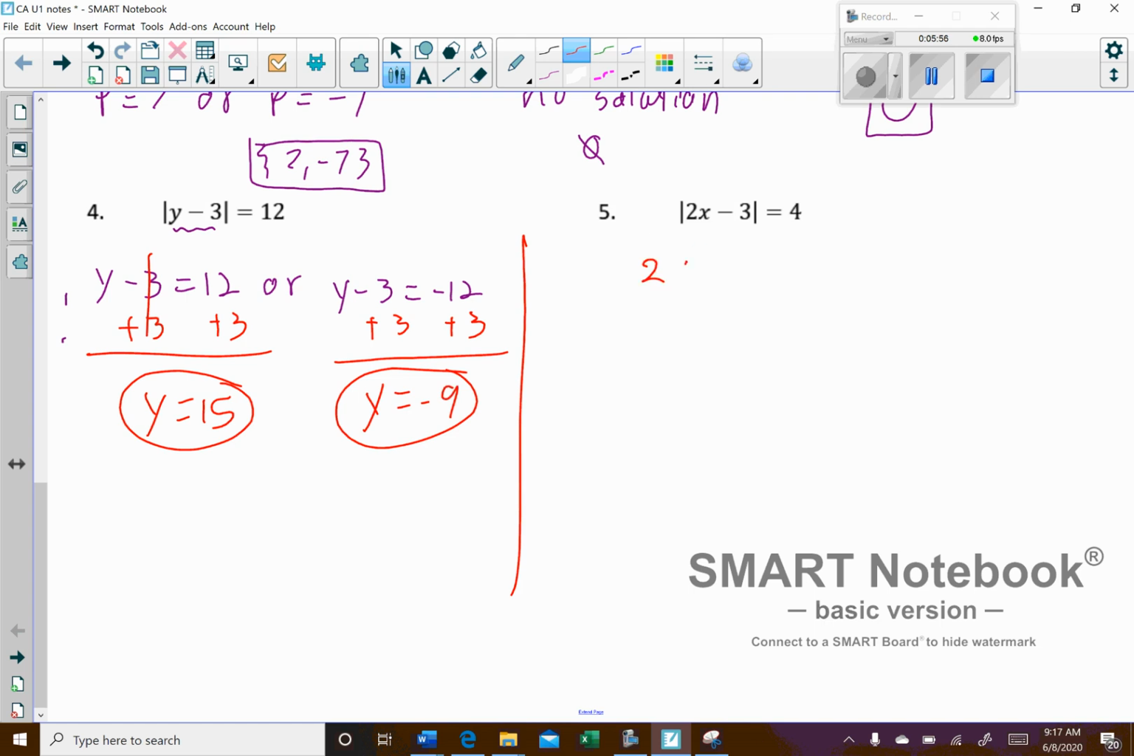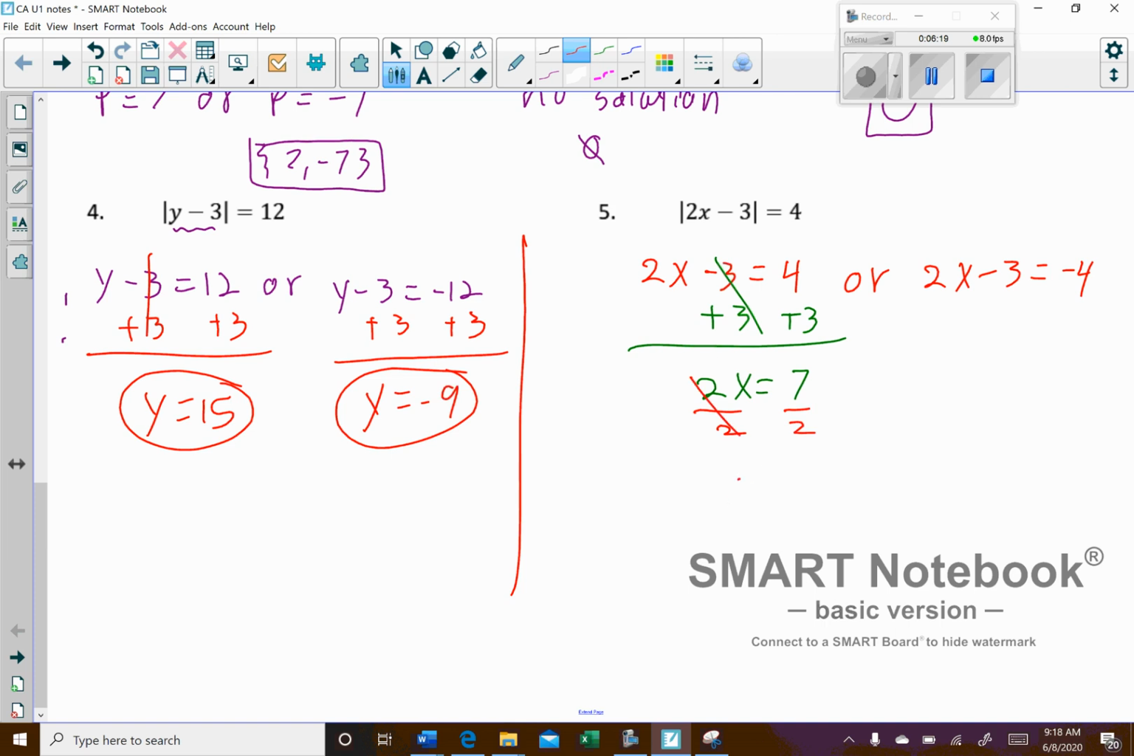All right, so let's see. 2x minus 3 is either equal to 4 or it needs to be equal to negative 4. On this first one, we'll add 3 to both sides, so we'll have 2x equals 7. Then we'll divide by 2, so we get x equals 7 over 2. On this other one, we'll add 3 to both sides. That cancels out.